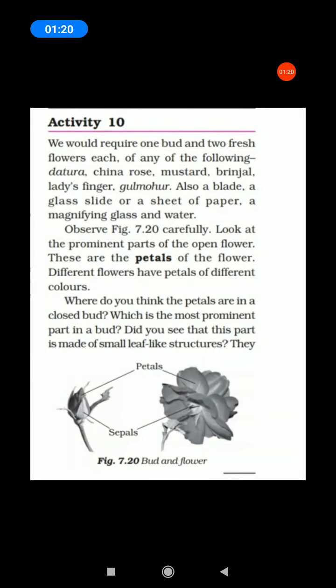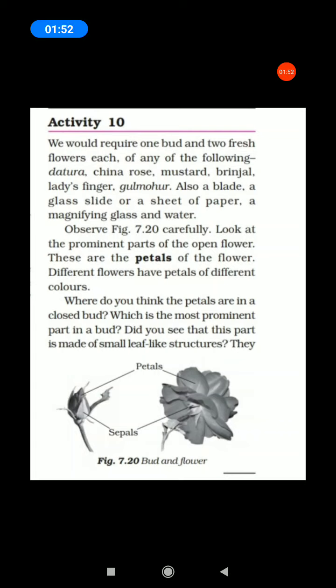Next, activity 10. Now we will go to see about activity 10. We would require one bud and 2 fresh flowers each of any of the following: datura, china rose, mustard, brinjal, lady's finger, gulmohar, etc. Also a blade, a glass slide or a sheet of paper, a magnifying glass and water.